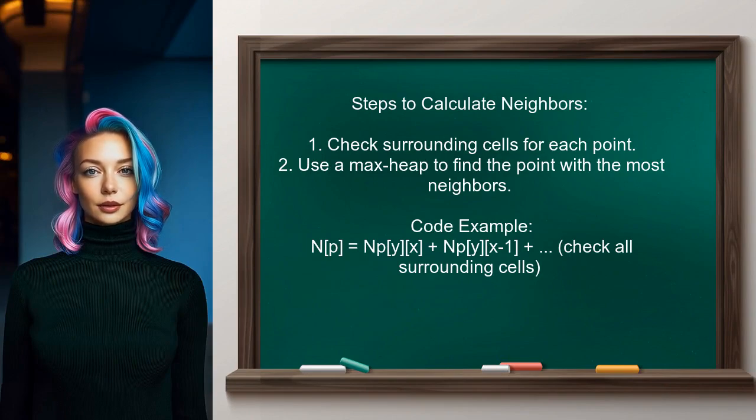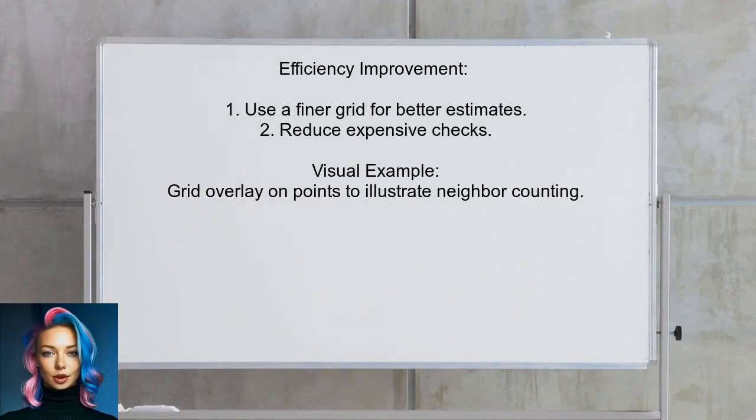Once you have these estimates, you can use a max heap to efficiently find the point with the most neighbors. This method significantly reduces the number of expensive checks needed, especially if you use a finer grid for better estimates. It combines efficiency with accuracy, making it a strong alternative solution.